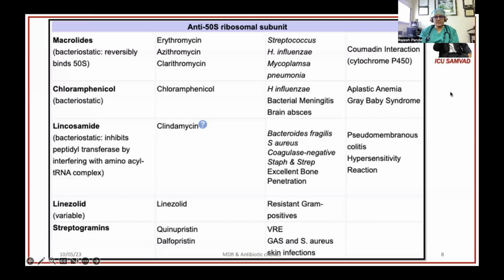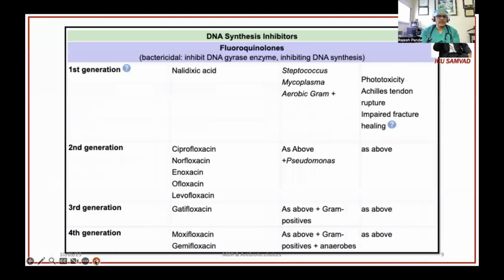So it remains a monitored antibiotic in any hospital, and of course hypersensitivity reactions. Linezolid is for resistant gram-positive, so it has a good oral bioavailability also, but largely kept confined for VRE. Streptogramins are not available in India. Then some of the most commonly used drugs like fluoroquinolones, mostly in OP practice, but also in the hospital. First generation is nalidixic acid.